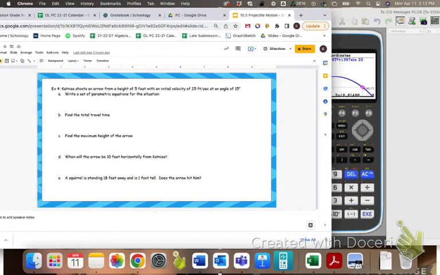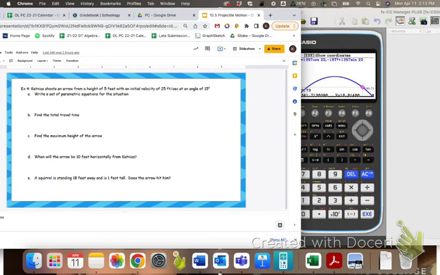So Katniss shoots an arrow from a height of 5 feet with an initial velocity of 25 feet per second at an angle of 15 degrees. So we actually have a different height now. Our x equation is the same, 25t cosine 15. Y is going to equal negative 16t squared plus 25t sine 15. And then we do have an initial height of plus 5 that we need to include. So let's go ahead and graph this on our calculator and see what it looks like.